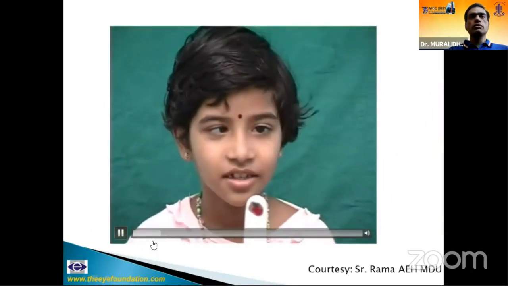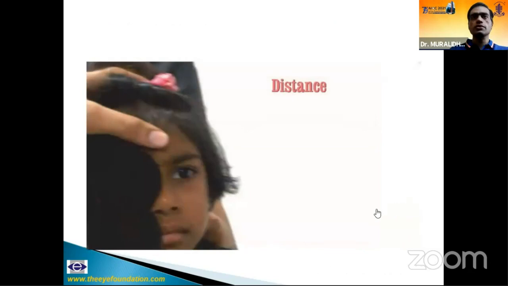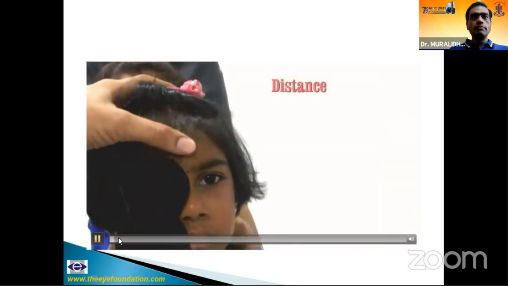So now note this patient. There is absolutely no difference. So this is a non-accommodative esotropia. This was an infantile esotropia, even though she had hyperopia. There is no change in the strabismus with glasses. So this patient goes for surgery, presuming amblyopia has been corrected.